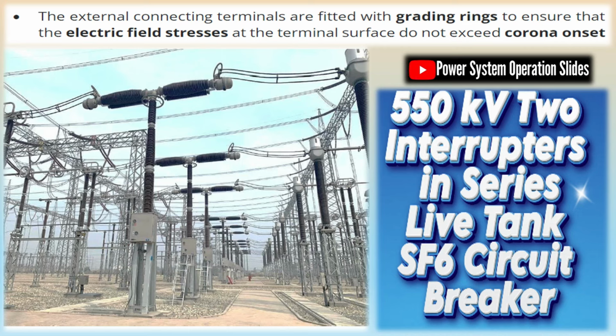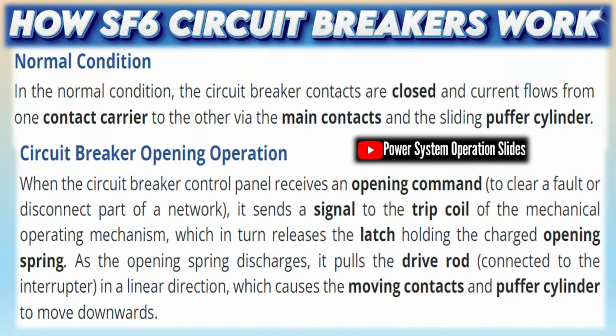Circuit breaker closing operation. During the circuit breaker closing sequence, the closing coil releases the energy of the closing spring, which causes the contacts to move towards each other, ultimately bringing them to their normal closed position. At the same time, SF6 gas is redrawn into the puffer cylinder, making the circuit breaker ready for the next operation.